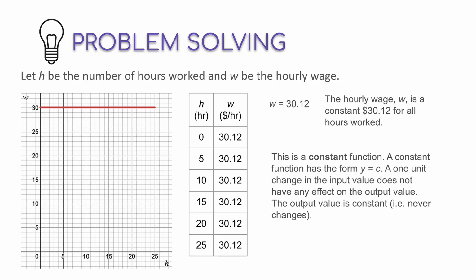I start out by defining my variables. Let H be the number of hours worked and W be the hourly wage. I next draw the graph, with the horizontal axis representing H, hours worked, and the vertical axis representing W, the hourly wage. I know that the hourly wage does not change. It's always $30.12. So you see there I drew a horizontal line at $30.12, all the way up to 25 hours.